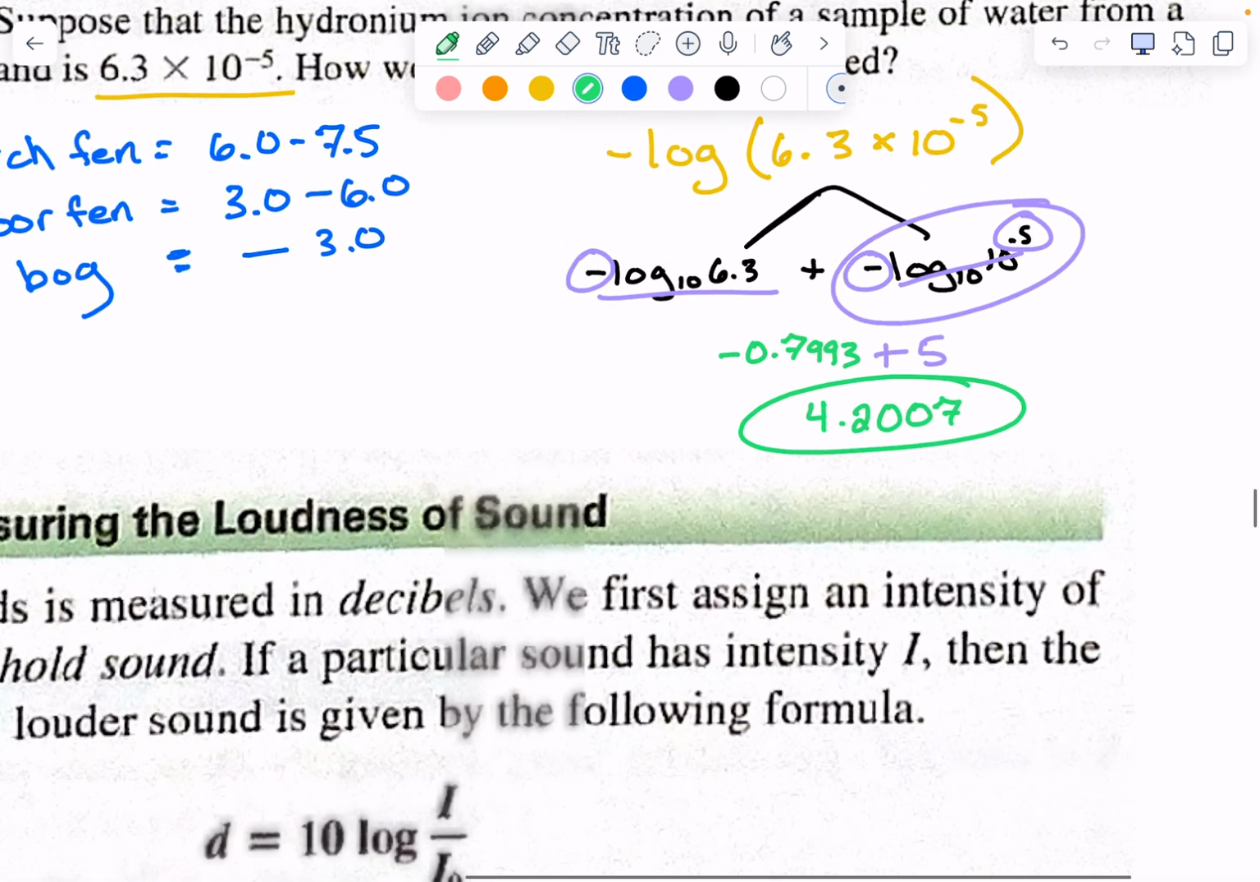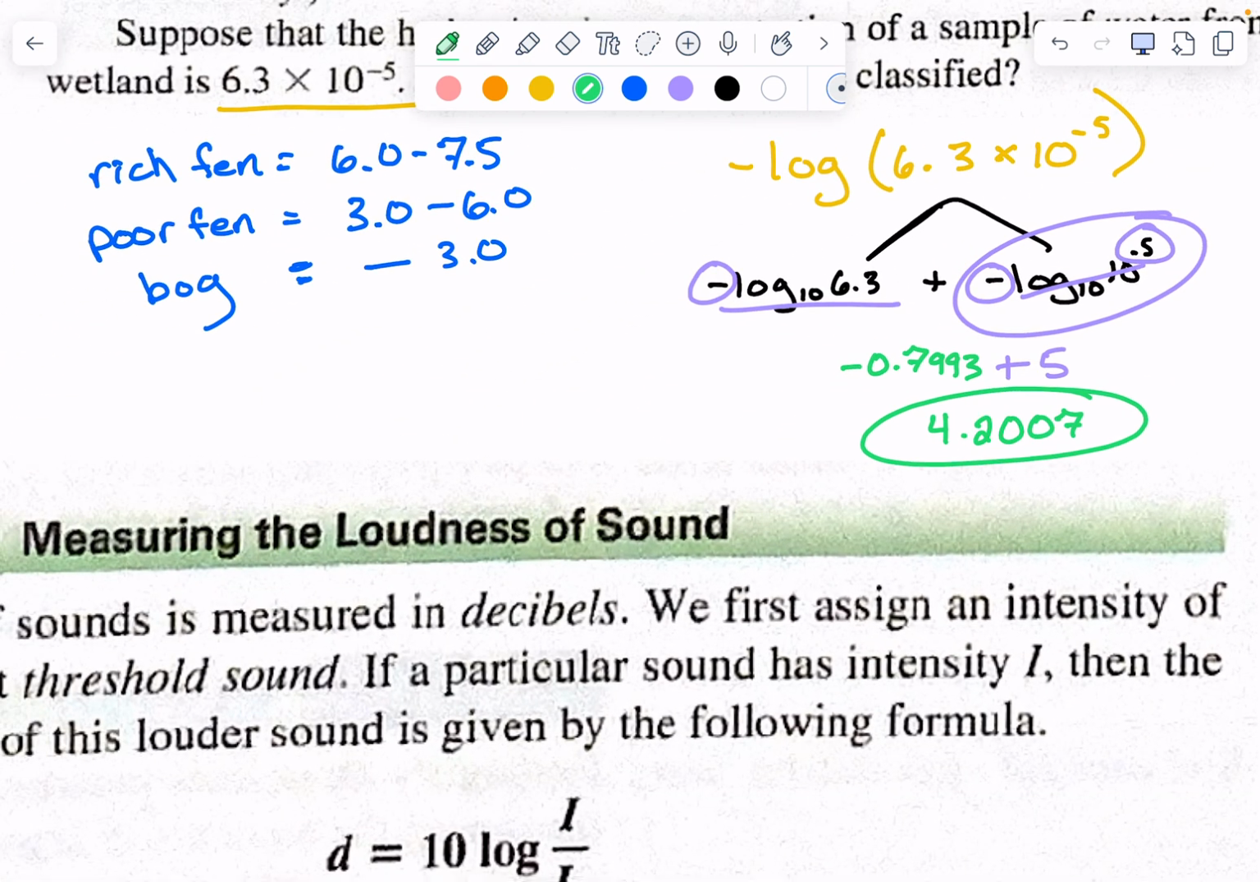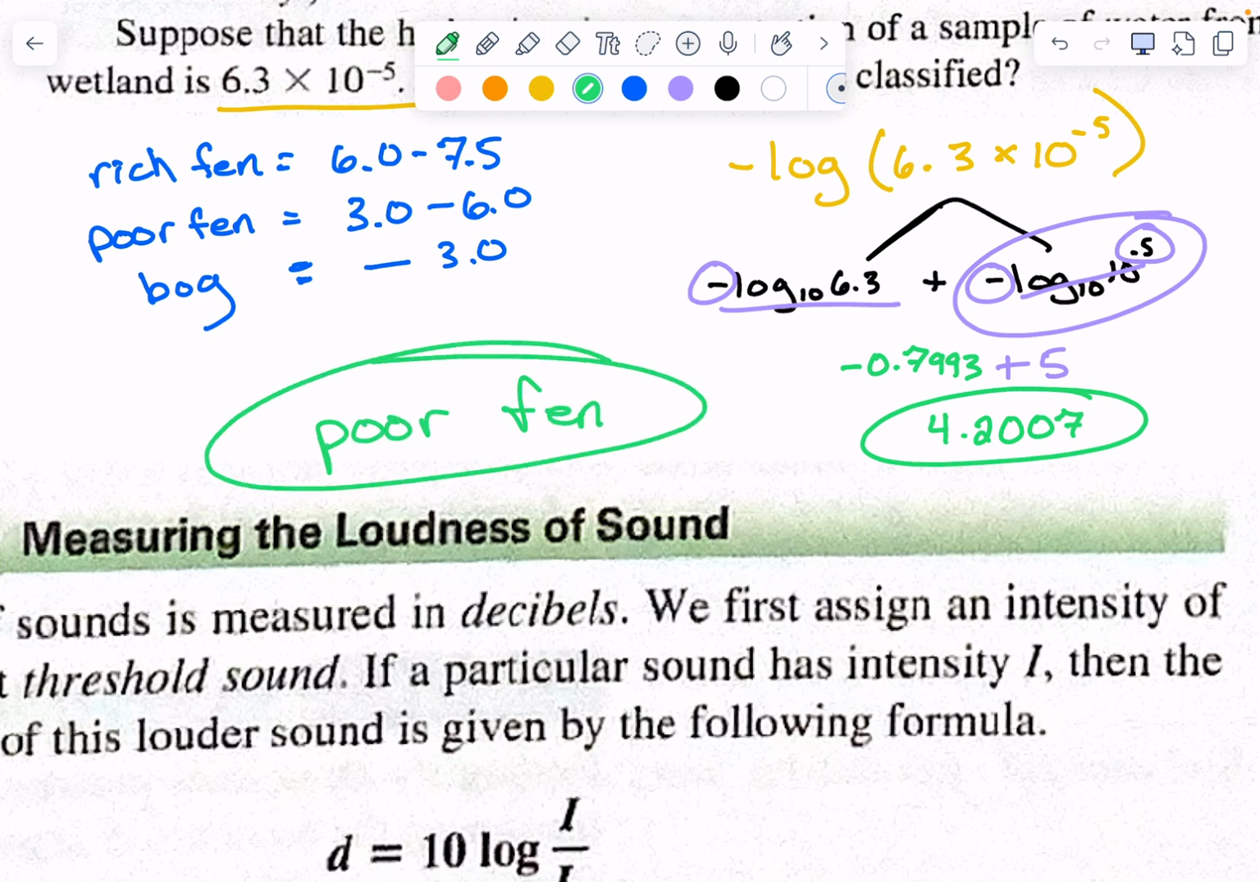4.2007 or whatever, right? So what is he? A poor fen. He's a poor fen. I don't know what that means, but that's how you classify his wetland area. The difference is poor fens are fed by fresh water, like rivers and stuff, so they're really high in minerals and they're not very acidic. And a bog is fed by rainwater, so it's really acidic and has like no minerals in it. Gotcha. Nice. How did you know all this? I don't know.